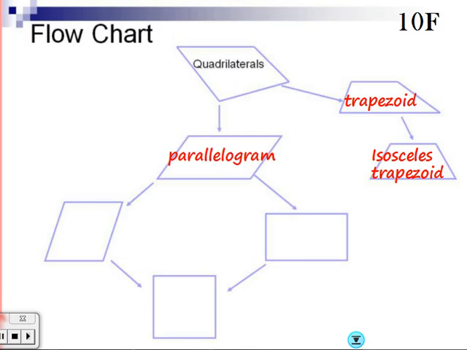Then specifically we could have a rhombus. Right? We could have a rectangle. And if we sort of combine the powers of a rhombus and a rectangle, we could have a square. Okay, so we need to understand what that looks like as a flow chart.